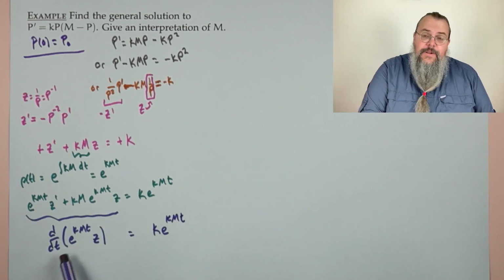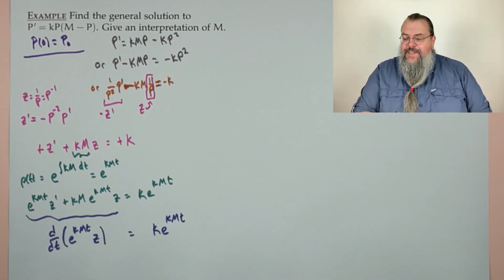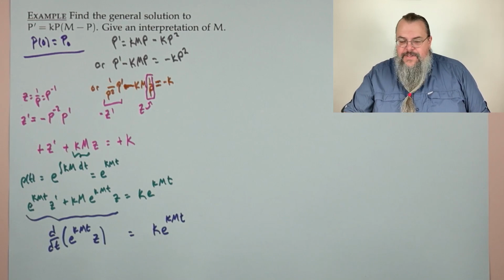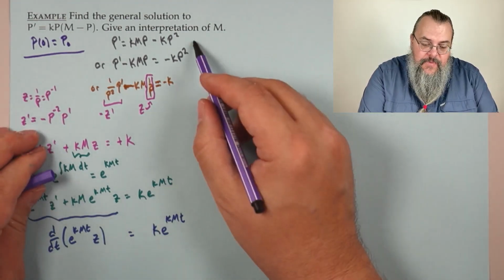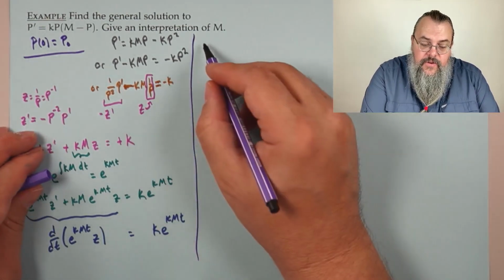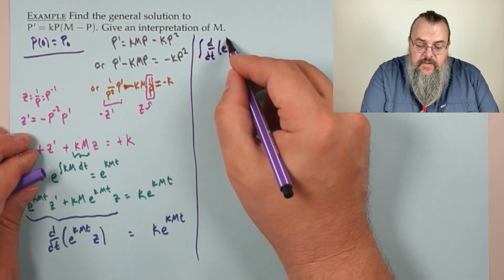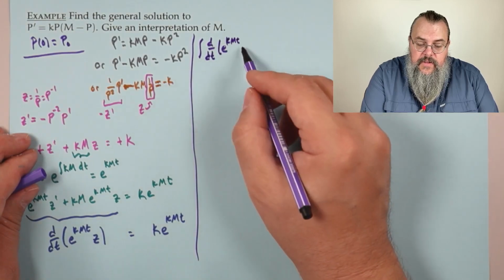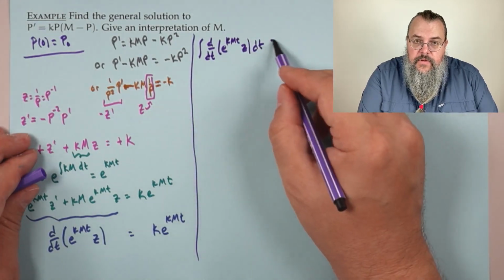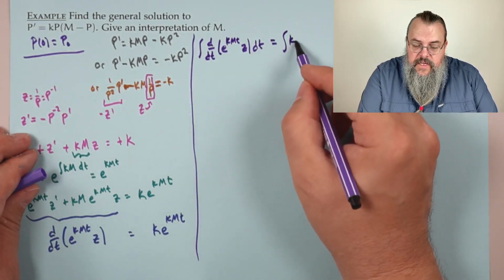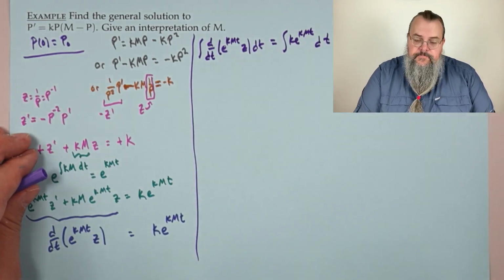Now we have one side that's easy to integrate, and the other side also turns out to be pretty easy to integrate. Wow, that's nice. We could hardly ask for anything more. So we say, all right, here we go. We're going to do the integral of the left-hand side, which is going to be easy, is equal to the integral of the right-hand side.